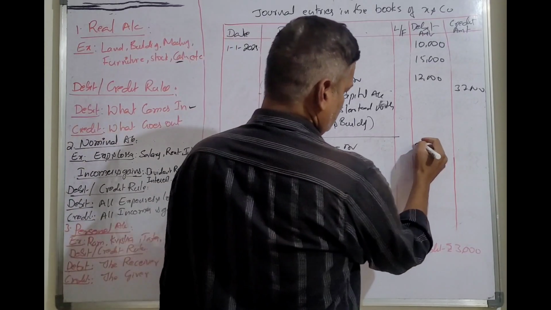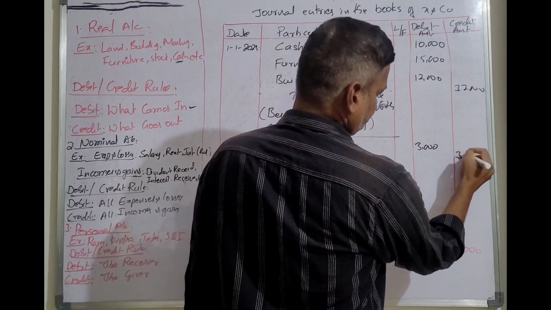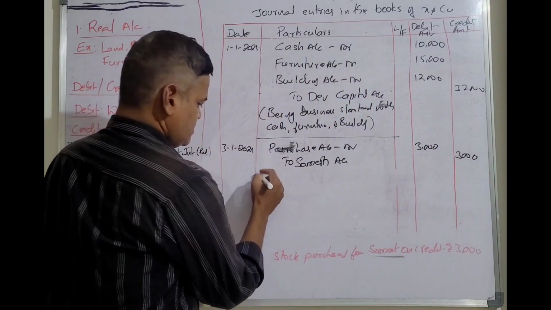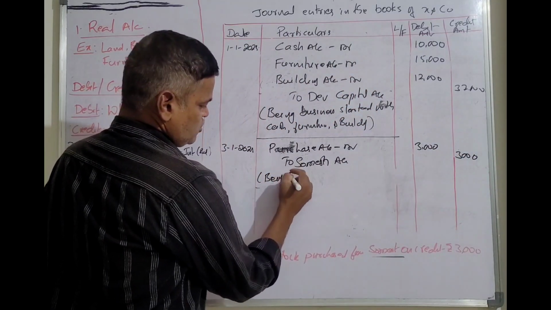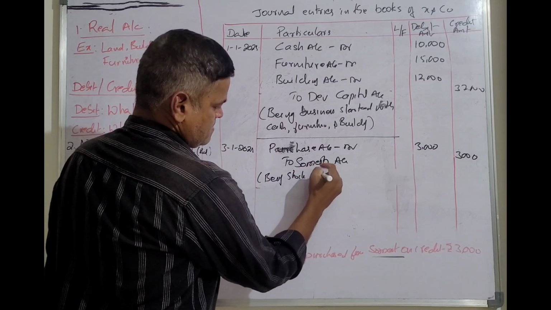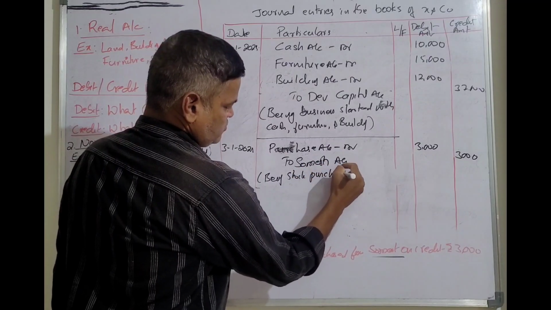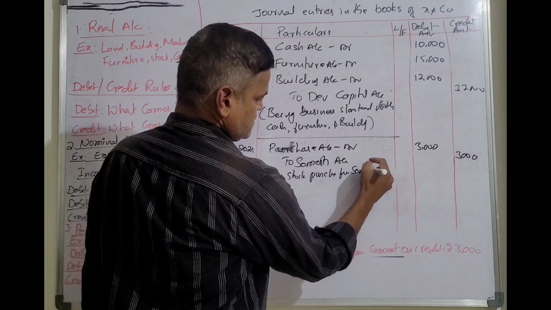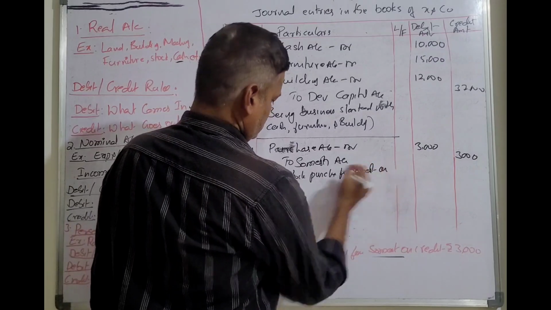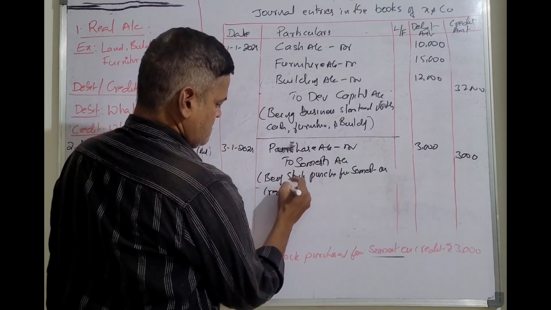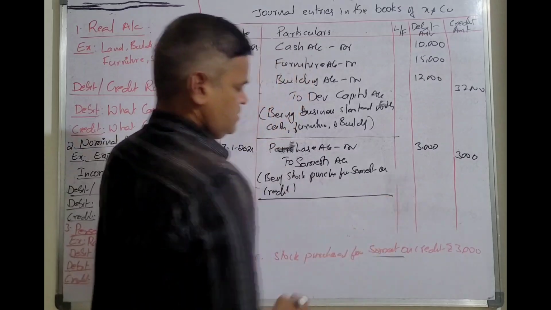What is the worth of the transaction? 3,000. Okay. So what is the narration? Being stock purchased from Somesh on credit, right? So this is a transaction.